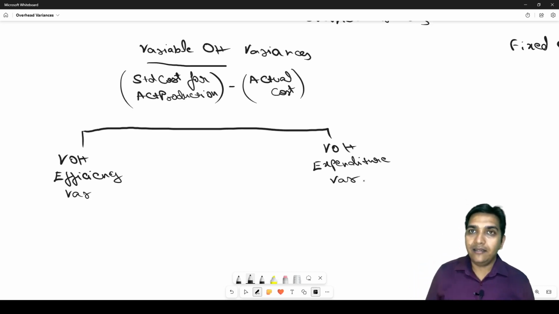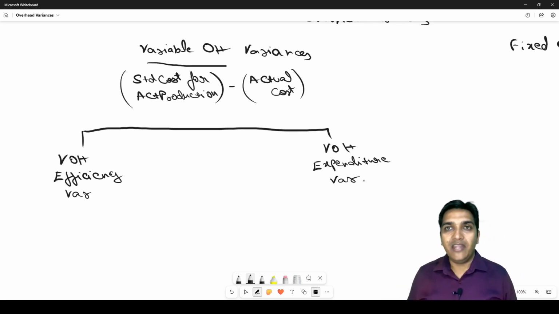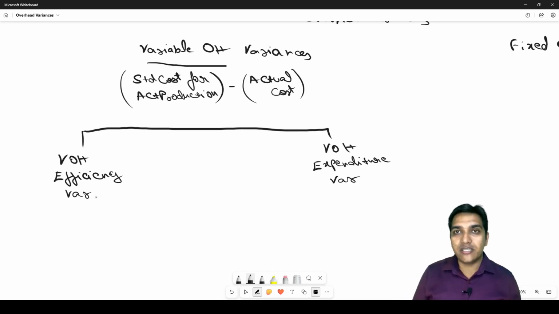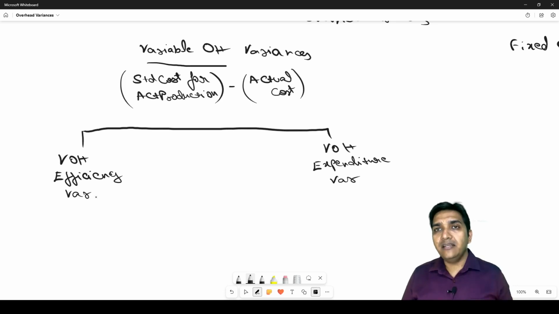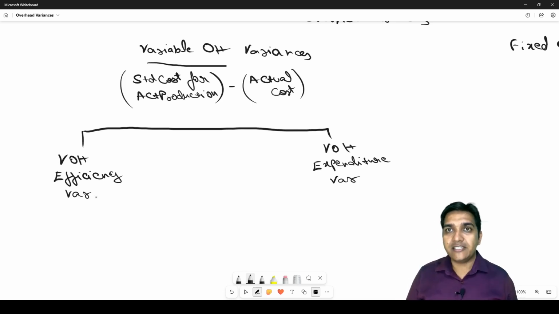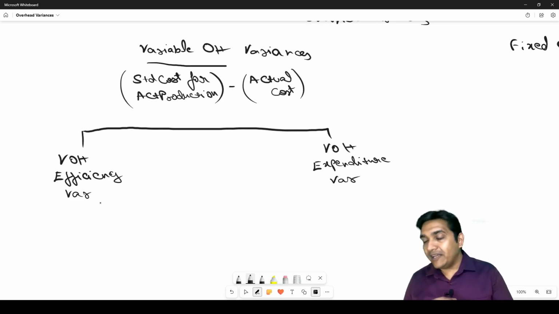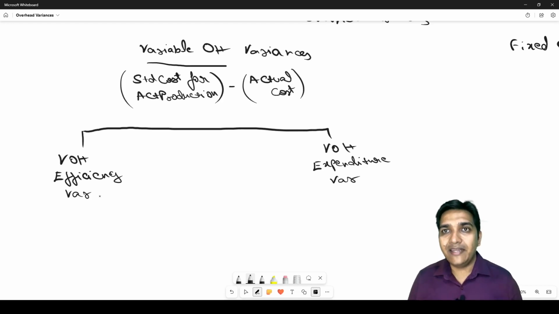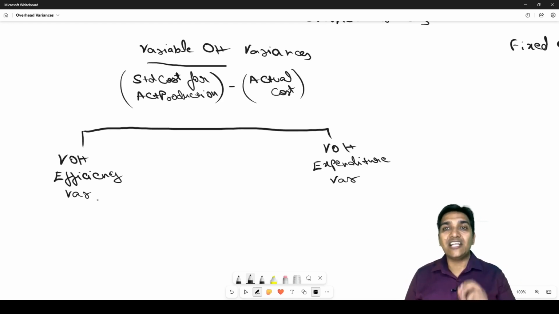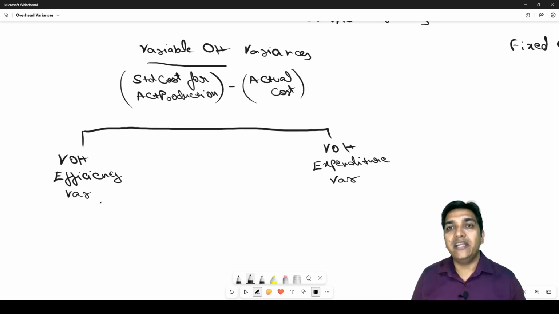Again, in concept they still remain the same. In material we call it usage and price. We call this efficiency as usage. In labor we call it efficiency itself. Coming to variable overhead expenditure variance, in material we call it price variance. In labor we call it rate variance. In variable overheads we call it expenditure variance. The formula still remains the same. So what is the formula?